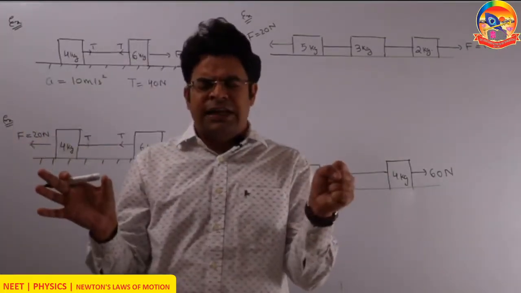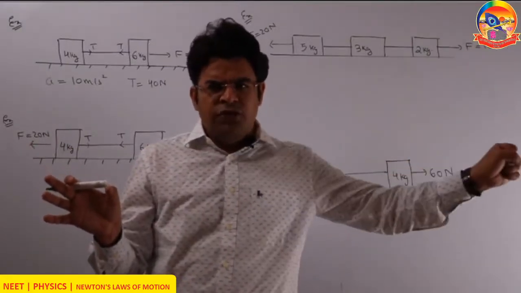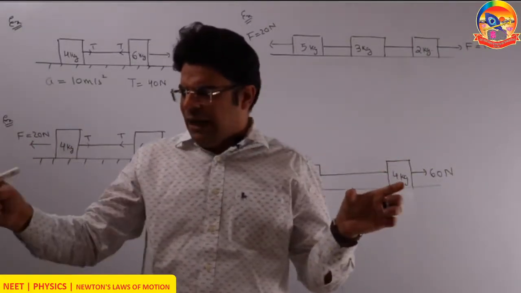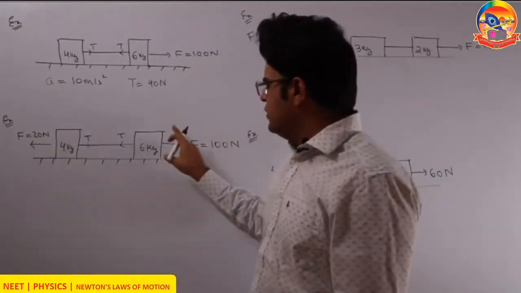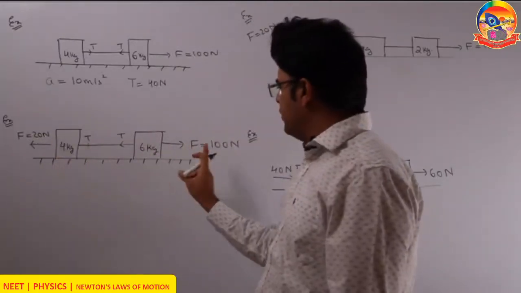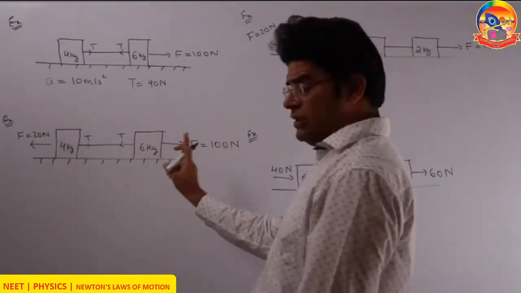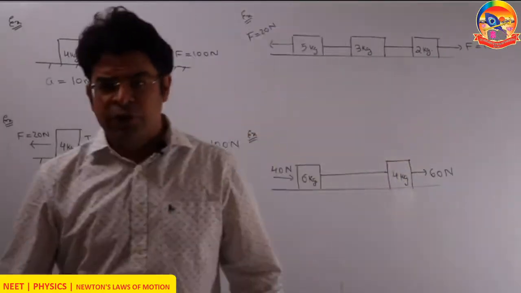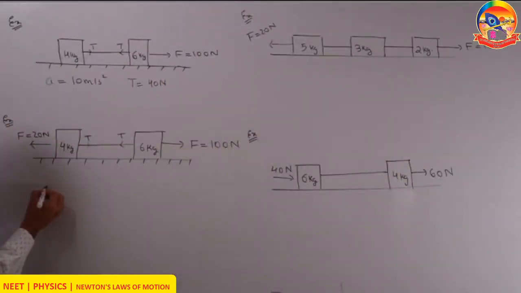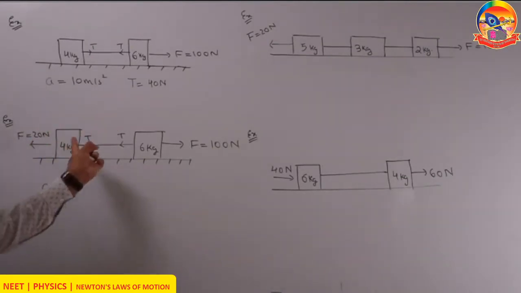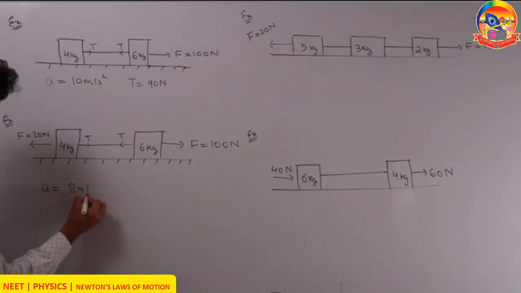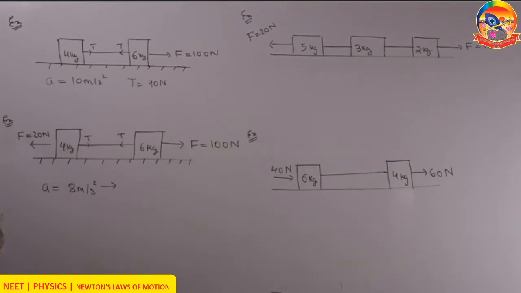Think that you have 2 blocks. On the left hand side there is less force, and on the right side there is more force. So overall, the system of these 2 blocks must accelerate towards right because on this side you have the greater force of 100. So what will be the combined acceleration? The combined acceleration has to be net force divided by total mass. Net force is 100 minus 20, 80. Total mass is 10. So the net acceleration comes out to be 8 meter per second square towards right. Net force 80 divided by total mass 10.